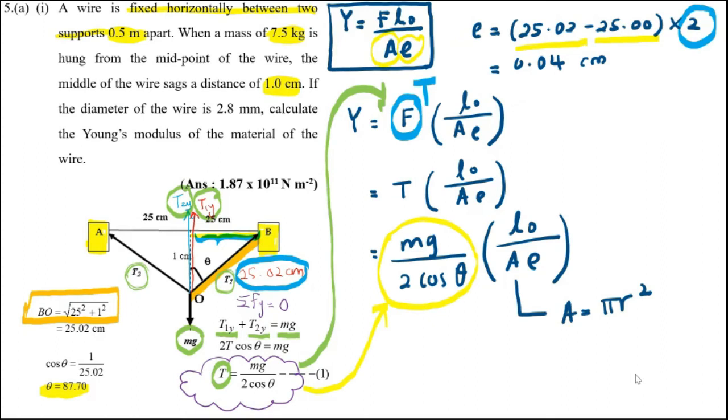The elongation is 0.04 times 10 to the power of negative 2 because it's given in centimeter. Okay, and then you can find the cross-sectional area by using pi r square from the diameter given. And then you substitute all the values, then simply you can find the Young modulus of the wire, which is 1.87 times 10 to the power of 11 Newton per meter square.